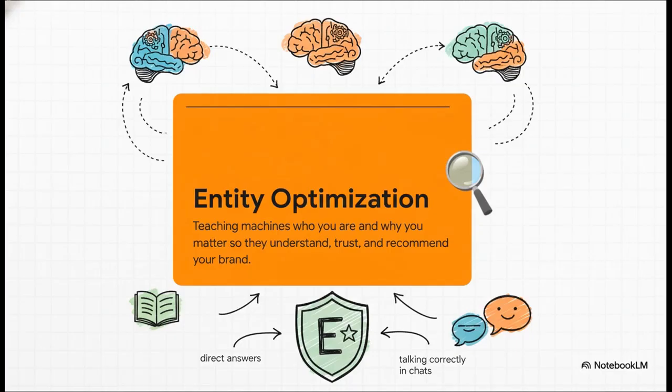Think of it like building a crystal clear, verified resume for your brand that any AI can read and, more importantly, trust. Once an AI truly gets you, it's going to use you for answers, it's going to cite you in summaries, and it's going to talk about you accurately. You win on all 3 fronts, all at once.